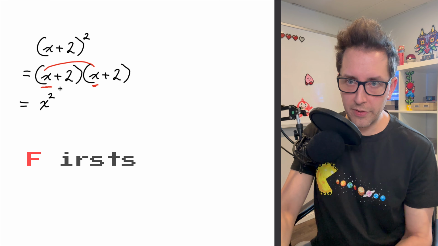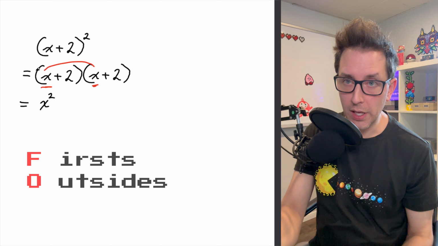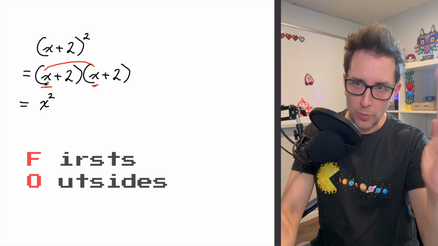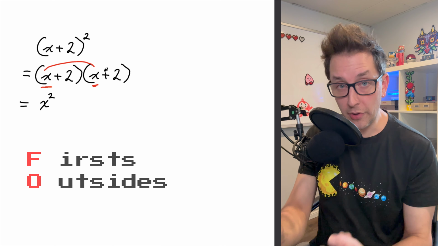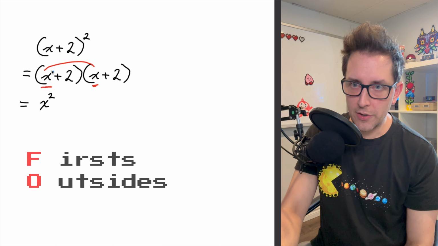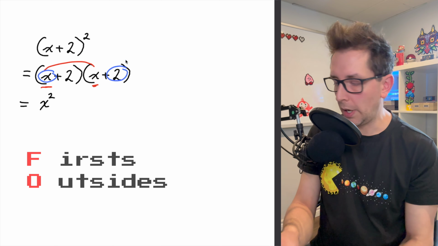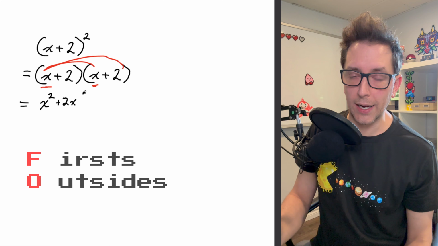The O in our FOIL acronym stands for outside, so the outside terms on our expression. The x in this case is on the outside. The 2 here is also on the outside. So the outside terms for us were this x and this 2. And you guessed it, we're going to multiply those just like we did with our first term. So I'm going to draw an arrow from x to 2, and I'm going to say x times 2 is, of course, 2x. Okay, that's my outside part of my FOIL acronym.